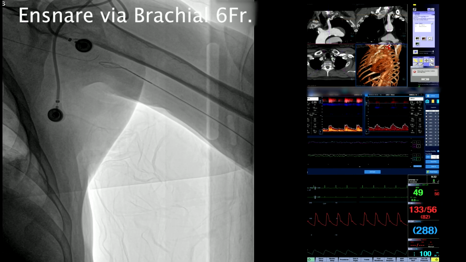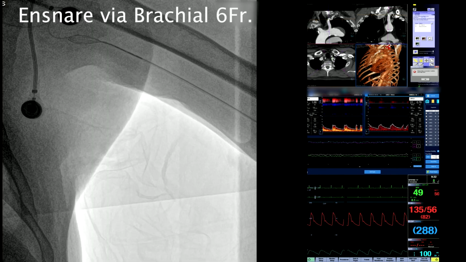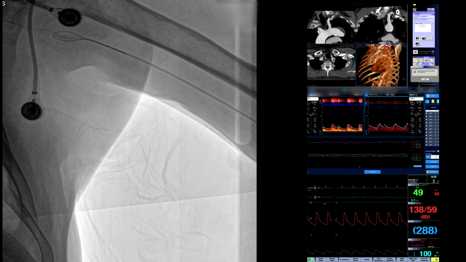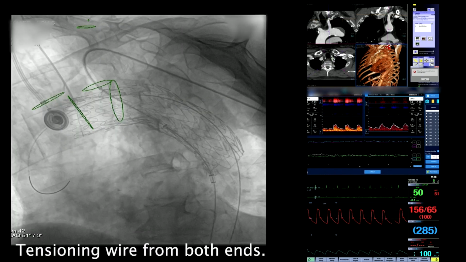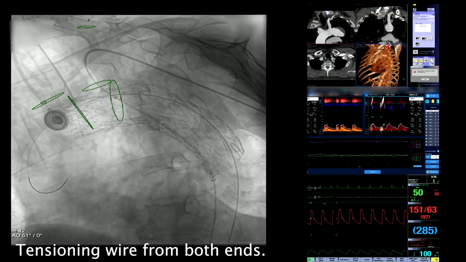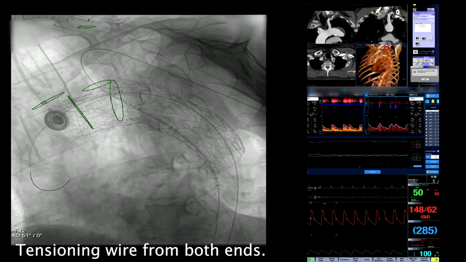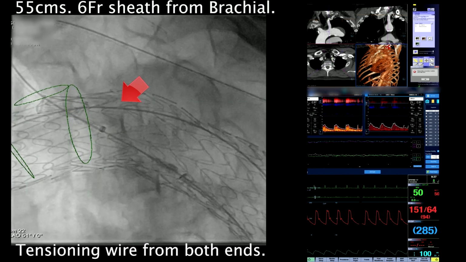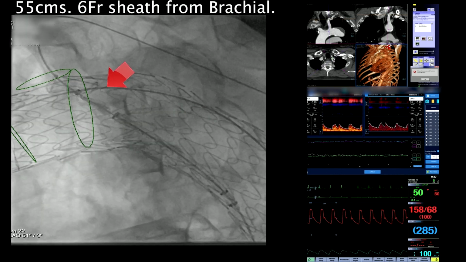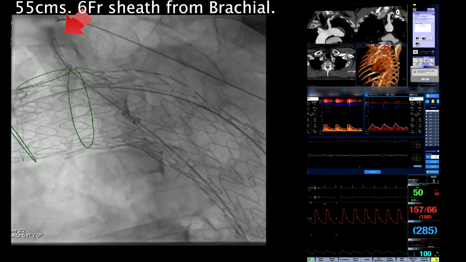Therefore, we obtained access into the left brachial artery and snared the wire to secure through and through access for more wire support. Tensioning the wire from both ends and using the help of a long 6 French sheath introduced via brachial access, we advanced its tip through the gate and advanced the cone of the branch stent graft into the long 6 French sheath tip, pulled both back into the proximal left subclavian artery, and then deployed the branch stent graft, taking care not to cover the left vertebral artery.